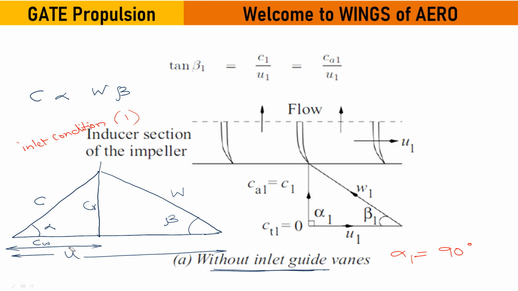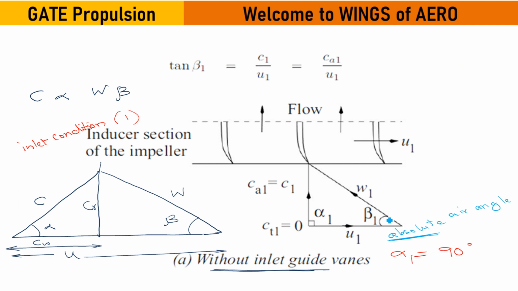For the inlet condition, two conditions are there. One is without inlet vane, and one is with inlet vane. Now for without inlet vane, the first condition is alpha 1. What is alpha 1? I have said it is the absolute air angle. So you have to identify that the absolute inlet air angle is 90 degree.